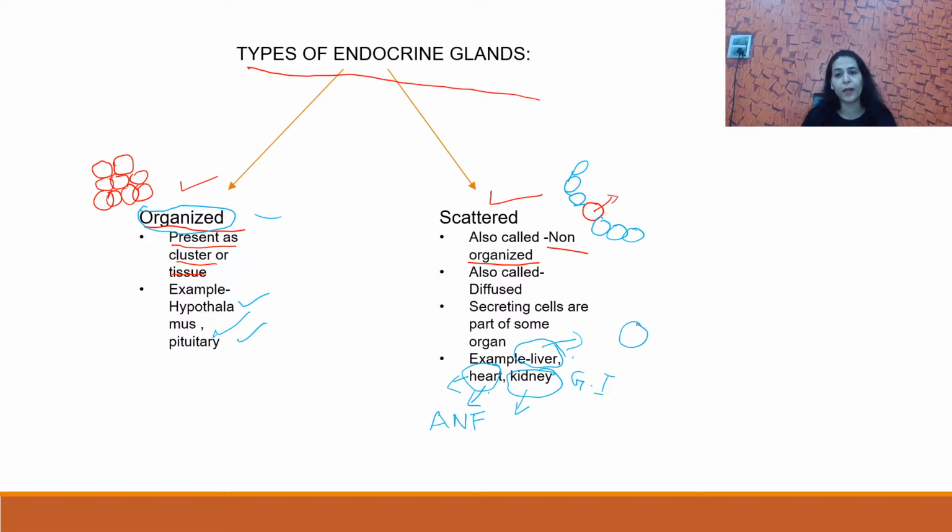You all know that the liver has lobules like this, with a central canal. What I'm trying to tell you is that there are glands which are organized, where the entire tissue acts as an endocrine gland, but there are also cells which act as an endocrine gland. Not the entire tissue, but one or two scattered cells in it act as an endocrine gland, because they produce hormones or things similar to hormones.